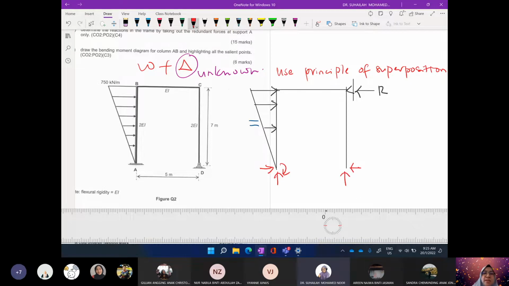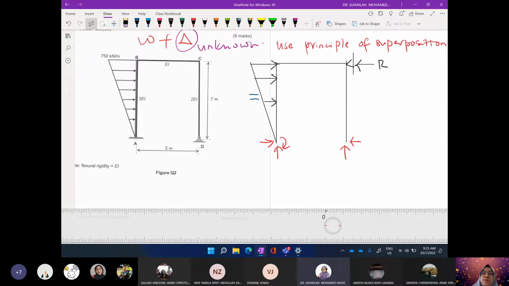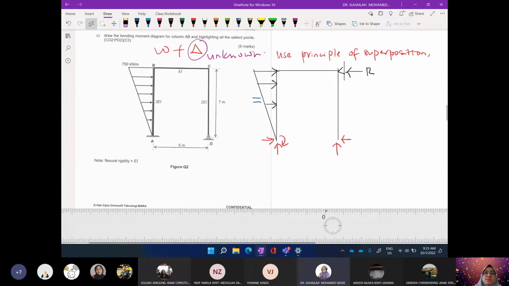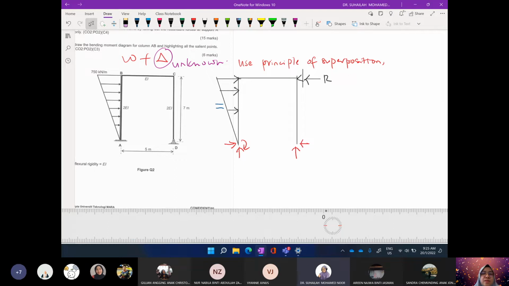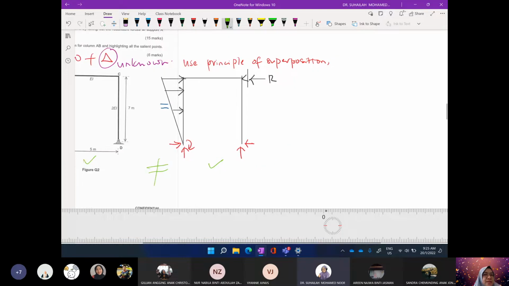Okay, so this one is actually a no-sway frame, and we can analyze the member moments in this frame using the moment distribution table directly, because we know the value of W. But okay, this equation, this principle of superposition, is not completed yet, because this one is not equal to this until we add another diagram.